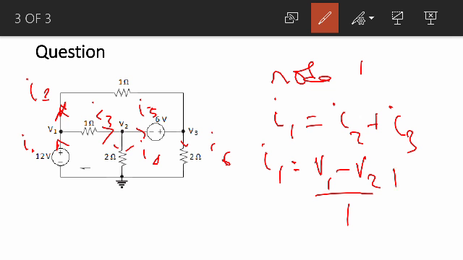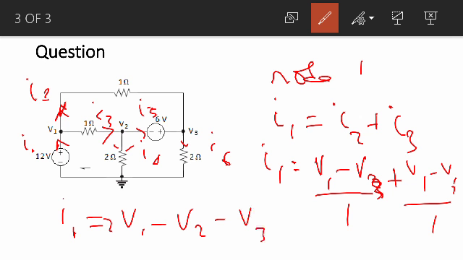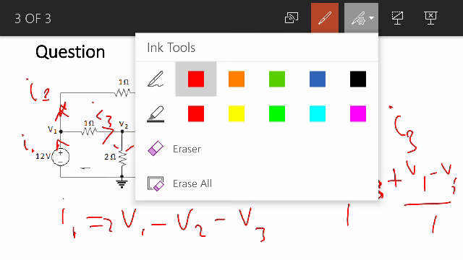Now, plus I3. I3 is the current going from V1 to V2, so we can represent that as V1 minus V2 divided by 1. Sorry, the I2 one should be V1 minus V3, from V1 to V3. So if we solve that, we are going to get I1 is equal to 2V1 minus V2 minus V3. Okay, I would like you to write that somewhere. Your I1 is equal to 2V1 minus V2 minus V3. Now, we continue on that node.